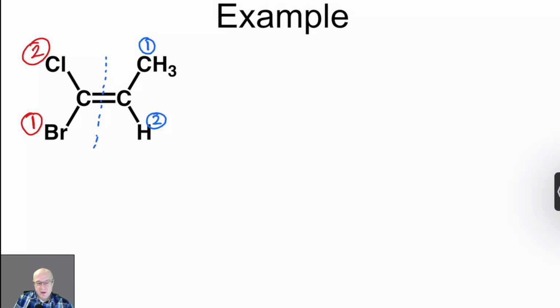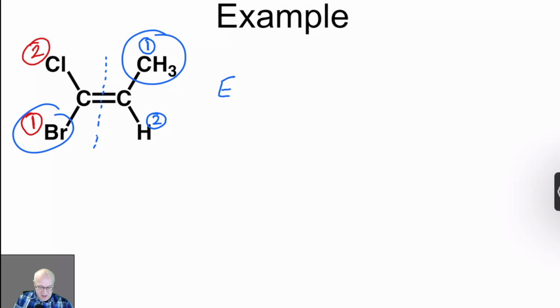So that's how you would name this in terms of E and Z. So now in this particular molecule, the high priority groups are on opposite sides. So that's E. This is an E stereochemistry because the one group and the one group are on opposite sides of the double bond. So let's put it all together.